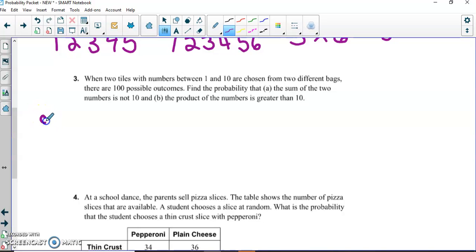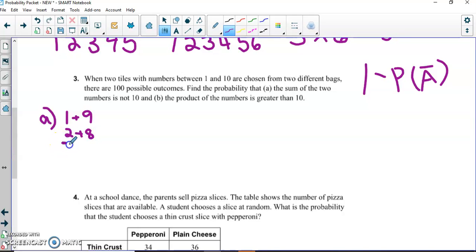So the sum of the 2 numbers is not 10. Well, that's going to be a ton of numbers, okay? So in this case, let's actually find the sum that is 10, and then we'll use our complement formula, and we'll go ahead and subtract our complement from 1, and that will give us the probability. Okay, so we want the sum not to be 10. Let's do the sum of 10. So there's tiles between 1 and 10. So one option is 1 and 9, right? That would give us 10. So you want to think about all the things that could happen to give us a sum of 10. We could also have a 2 and an 8. We could have a 3 and a 7.